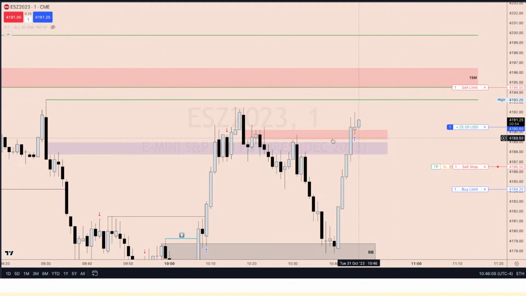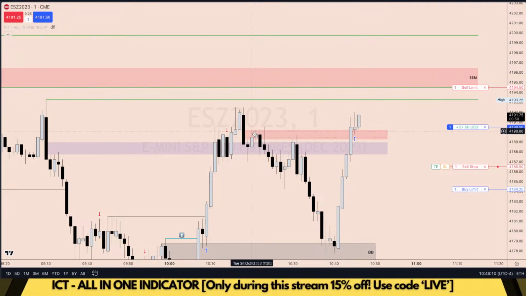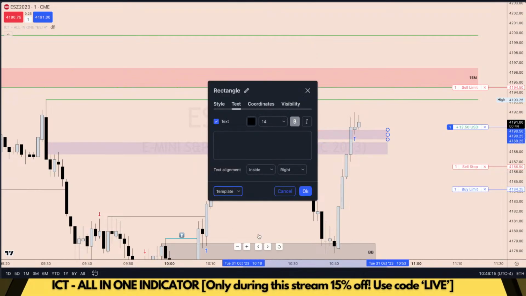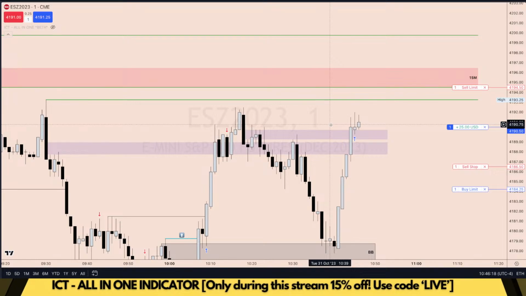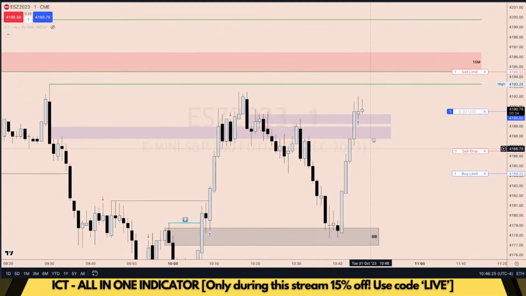Close above this bearish fair value gap, which offered resistance right here and right here, turning it now into an inversion fair value gap. And once we turned it into an inversion, we respected it right here. Opened up with no volume imbalance and no volume imbalance right here. Let's keep an eye on that.